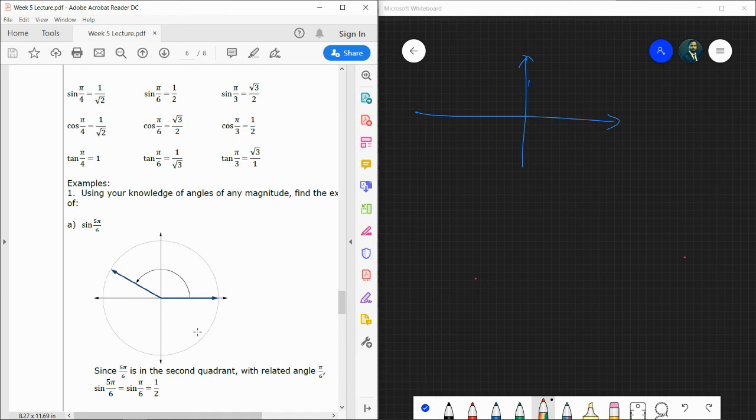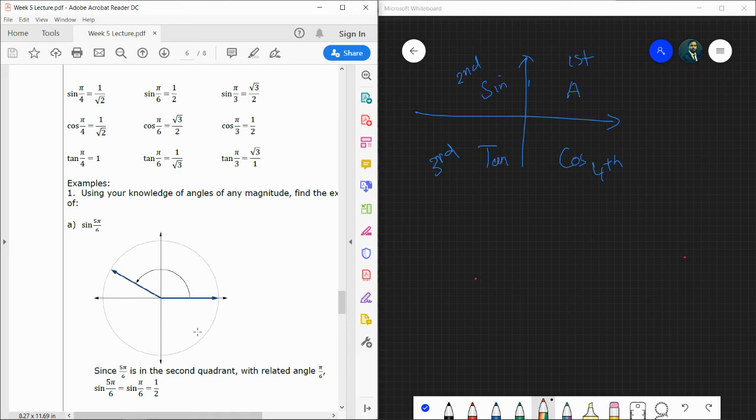So this is called first quadrant, this is called second quadrant, this is third, this is fourth. So this is labeled as all stations to central, or all students take chemistry. However way you want to remember it, it's up to you. What does that mean? This means all. All means sine, tan, cos, all positive. This is only sine positive, this is only tan positive, this is only cos positive.